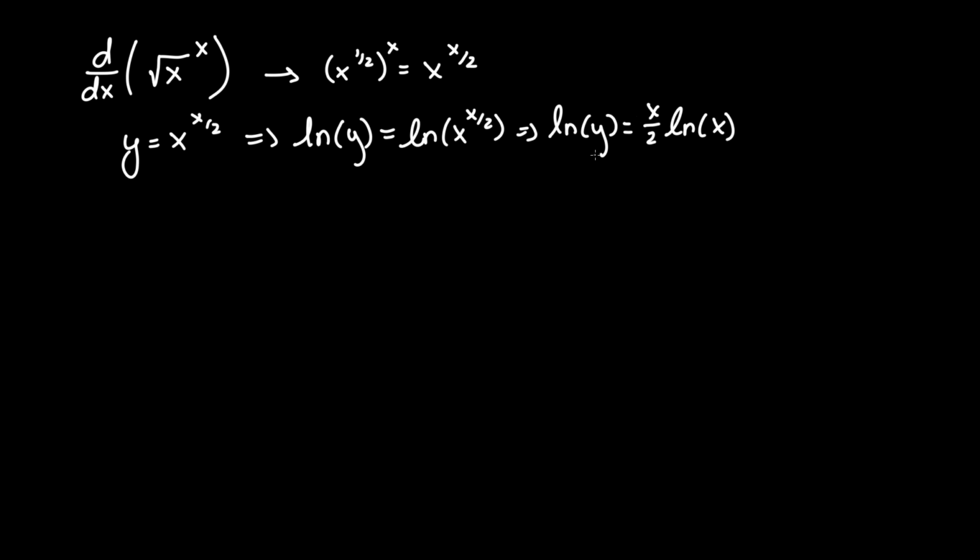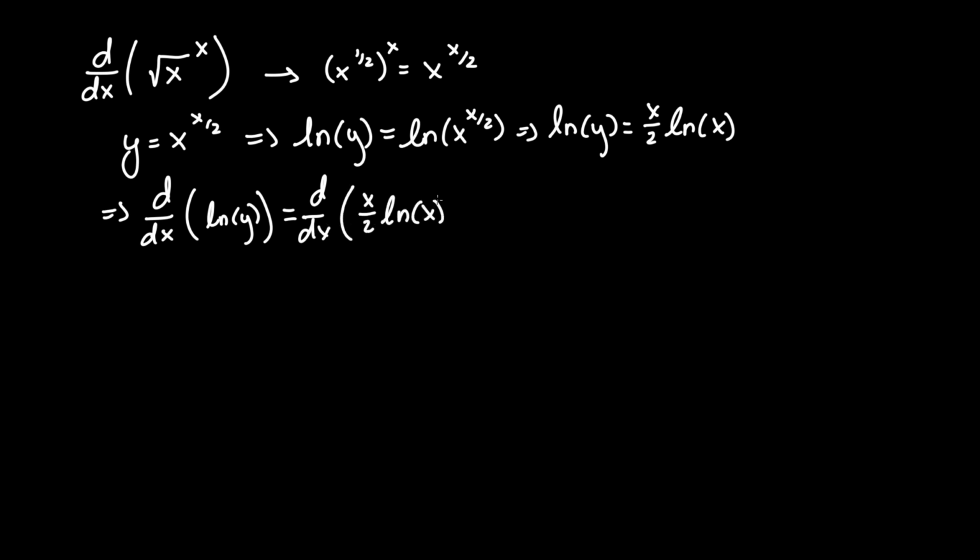So now we can do implicit differentiation on both sides to get our dy dx term, which was what we were initially intending over here. So rewriting that, d dx of ln y equals d dx of this whole term, x over 2 times ln x.